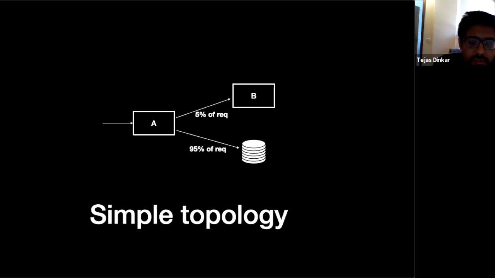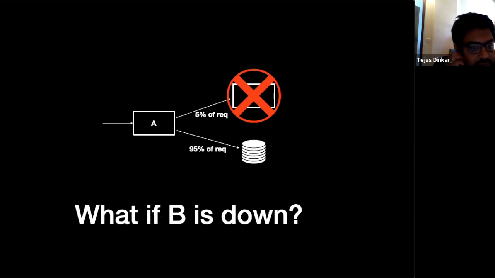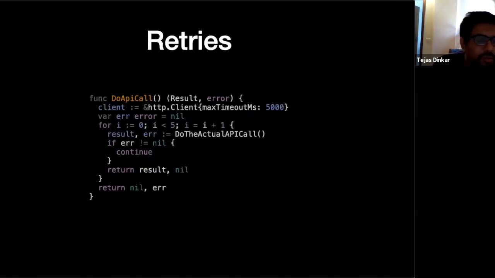So what happens if service B fails, right? What happens when service B is down? How do you recover from this? Right? So when I came out of college, if you had asked me what do you do when things fail, I'd probably tell you something like just retry it 5 times, right?